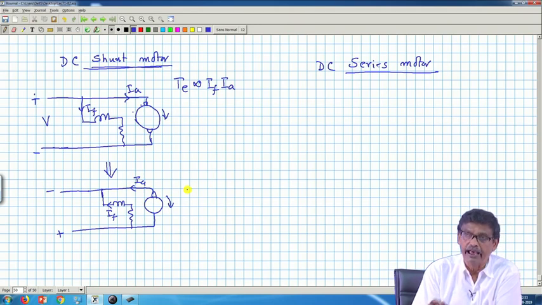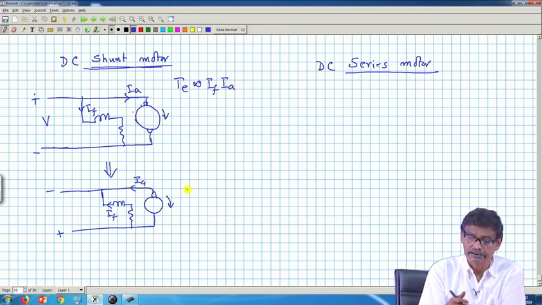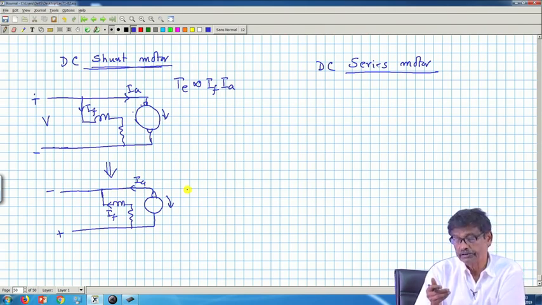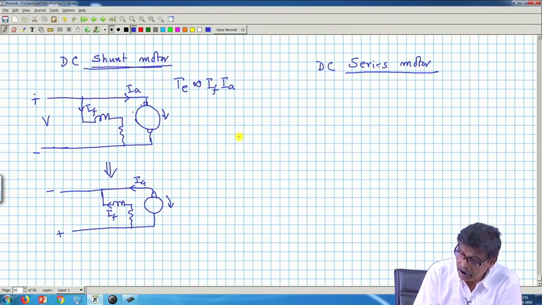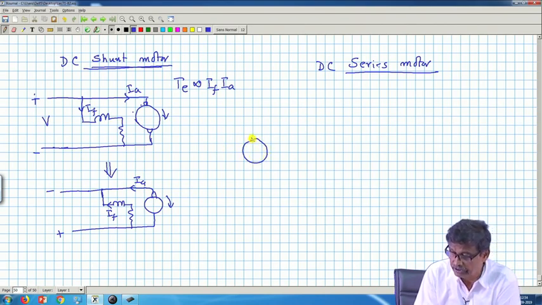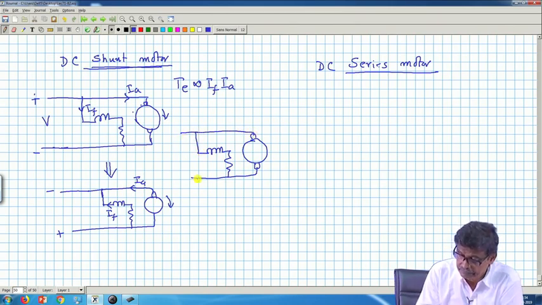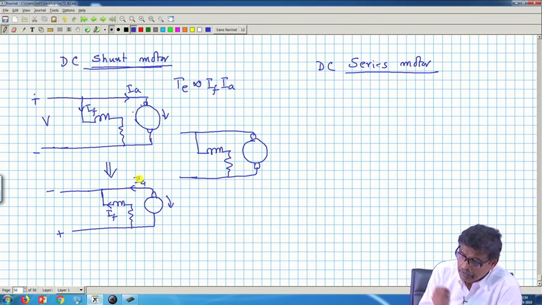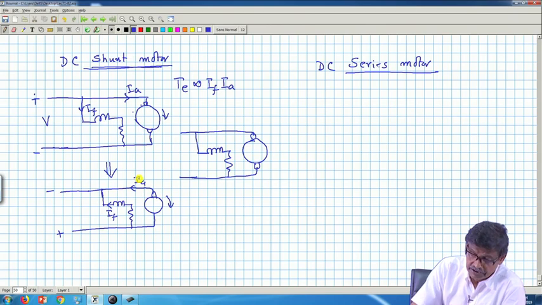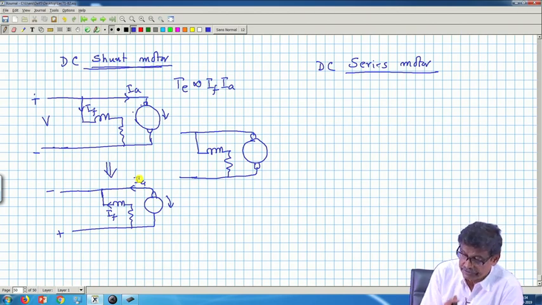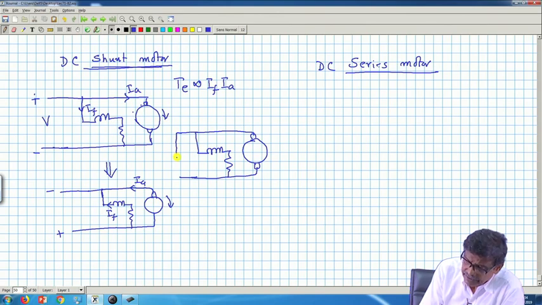Acha, after knowing this fact, that if the supply voltage terminal is reversed, the direction of rotation does not change, it remains the same, we ask ourselves: okay, I have the same DC motor, shunt motor, and I will do like this. Instead of connecting it to a DC supply, I now plan, after knowing these facts, that if supply voltage reverses, torque produced in the machine is in the same direction. If that be the case, then I will do one experiment. I will connect it to an AC source.